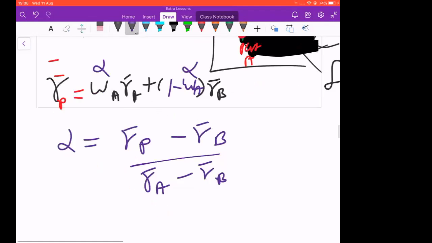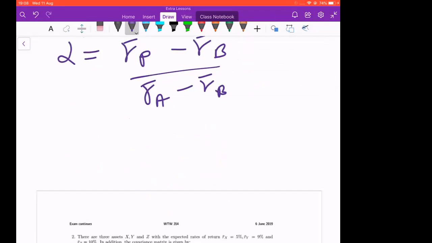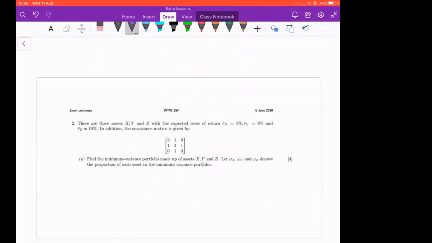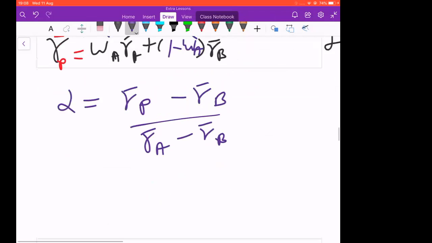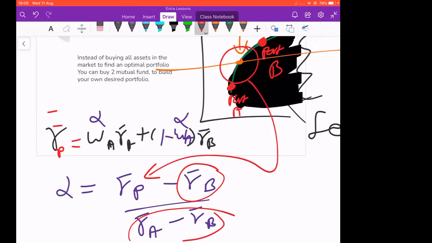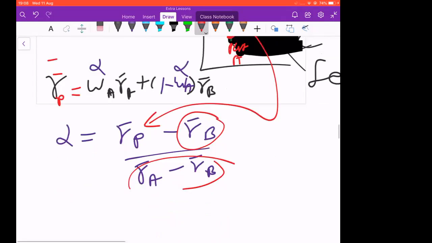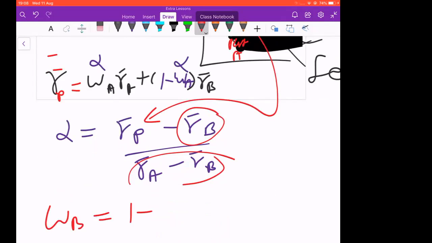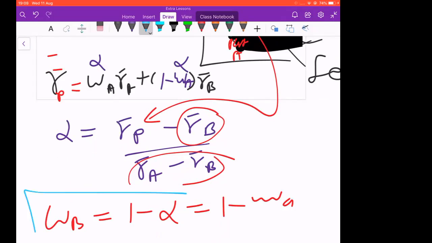So again, we're going to do an equation which is going to illustrate this concept. Remember that you have two portfolios, A and B, and you're trying to make another portfolio. This is the portfolio you are trying to make. So in order to make it, you find the weight of asset A. Ultimately, the weight of asset B is just going to be 1 minus alpha, or 1 minus the weight of asset A. Either way you write it is fine. If you have any question, please raise your hand.